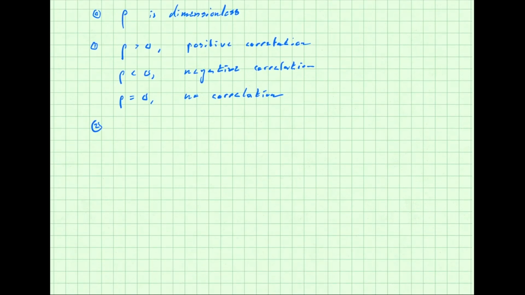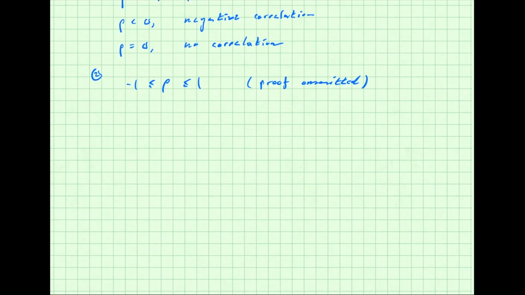Property 2, which I'm not going to prove here, but it's an important one, is that rho is always in between -1 and 1. So proof is omitted. In the notes, there's some funny entry here. It says proof in Rice. I don't think that's a reference to the food rice. I think that's some kind of a typo. Or not a typo, rather. I think it's referring to a reference, a book.